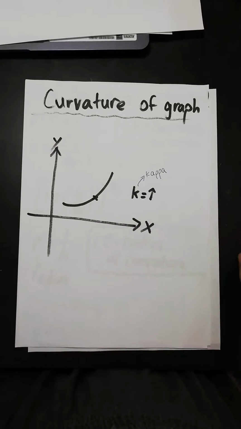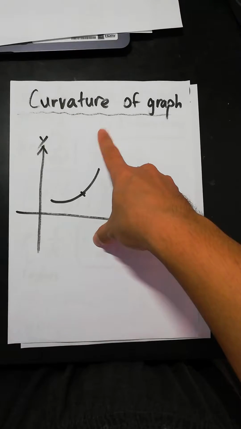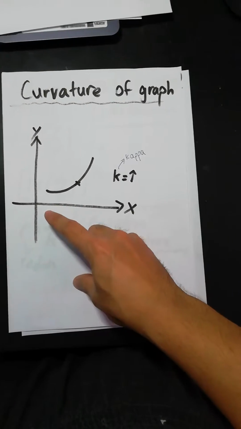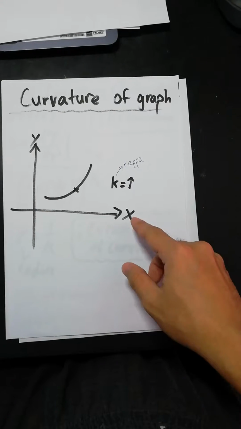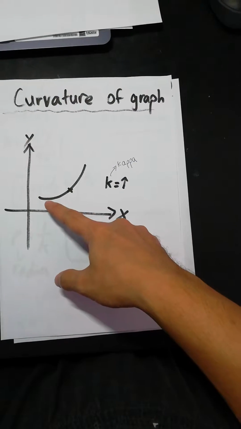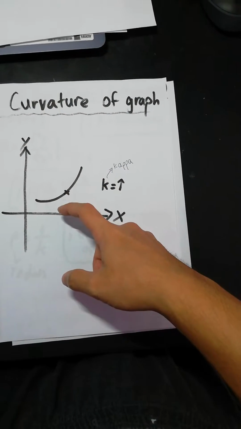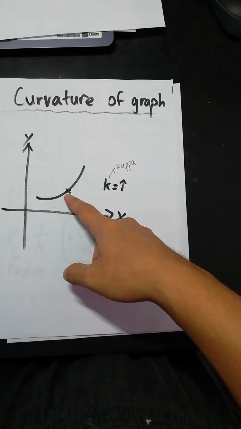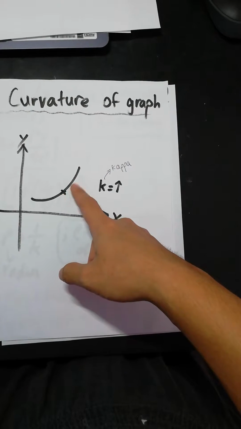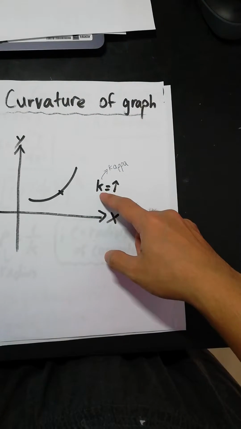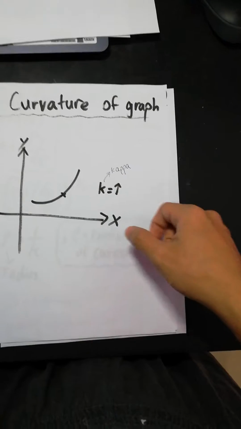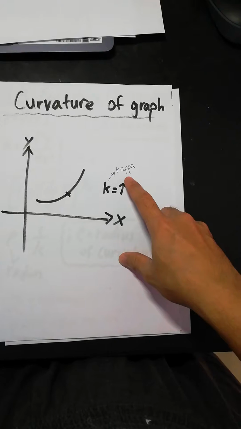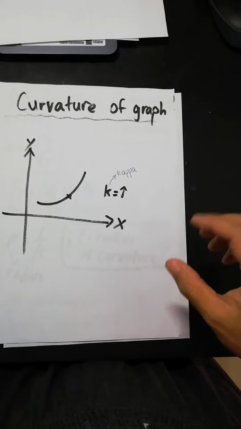Okay, hello everyone. Today we will be learning about the curvature of the graph. If we are given a graph of y-axis and x-axis, this is a curvature graph. At this point, curvature represents how fast the graph changes its direction. K, which we call kappa, represents the curvature of the graph. If kappa is higher, that means the graph is more curvy.